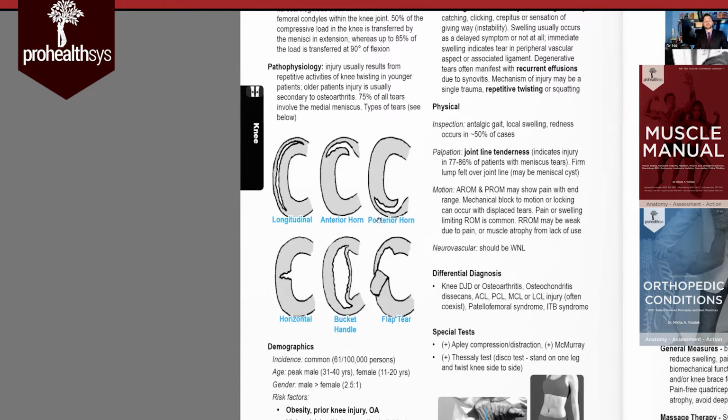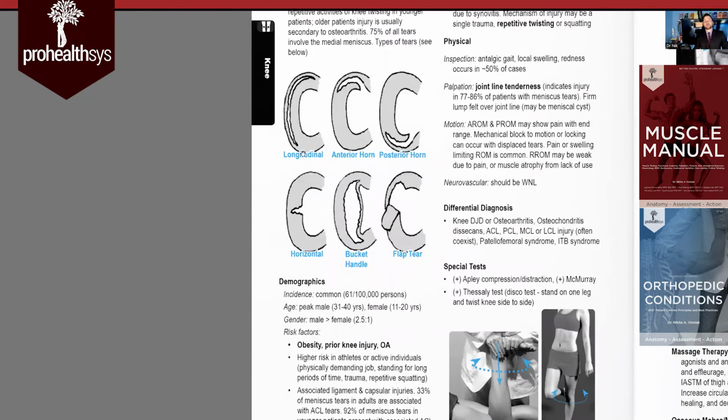And here are some different types of tears. You can have a longitudinal tear, an anterior horn tear, posterior horn tear. And I'm just going to plant the seed for this later on. This anterior horn tear would only show up more in extension type challenges. This posterior horn tear would only show up in more flexion of the knee type challenges. So you have to have that knee really flexed to pick that up.